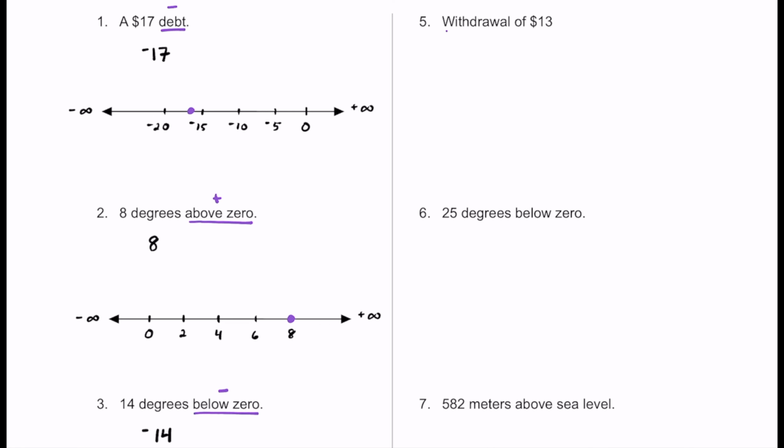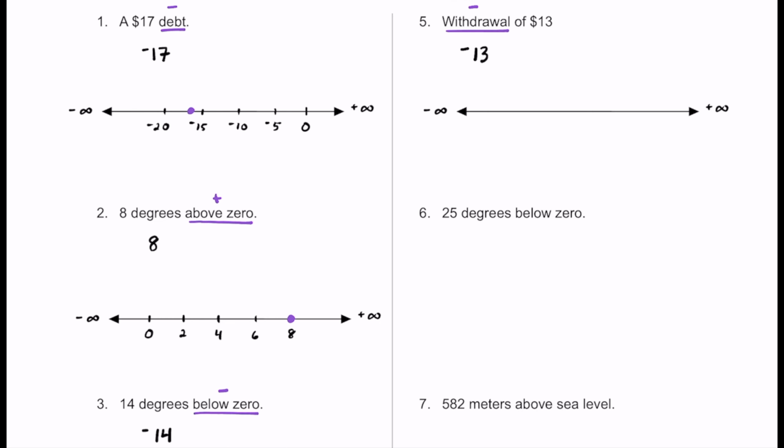For number 5, we have a withdrawal of $13. If we withdraw money from a bank account, then we are taking money out of our bank account. The integer that's going to represent that is going to be a negative 13, or the opposite of 13. Remember, the opposite of putting $13 into your bank account would be taking $13 out of your bank account, so that's going to be negative.